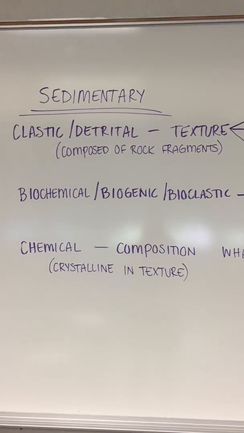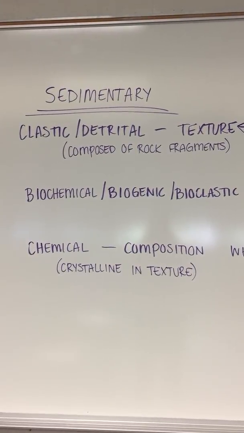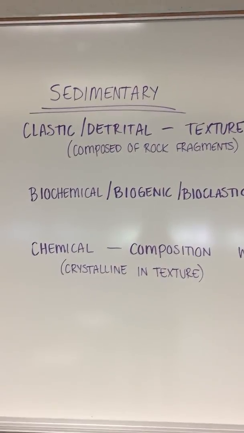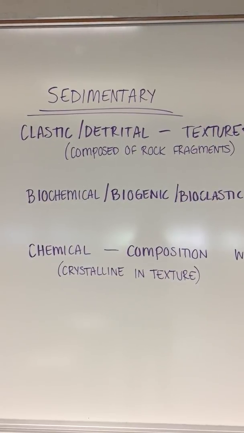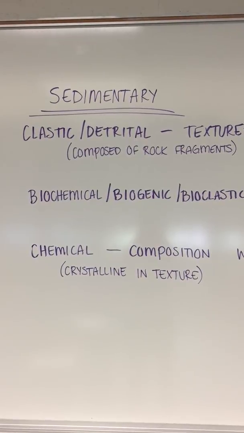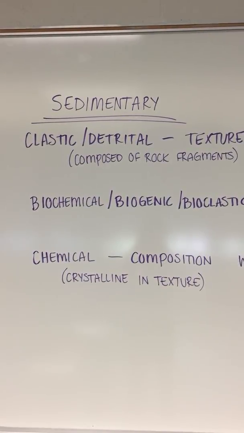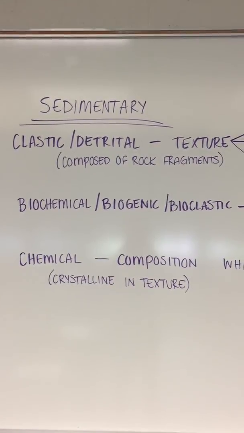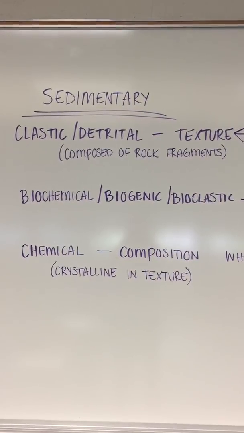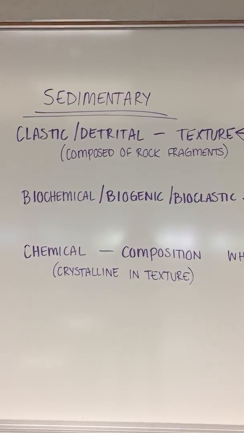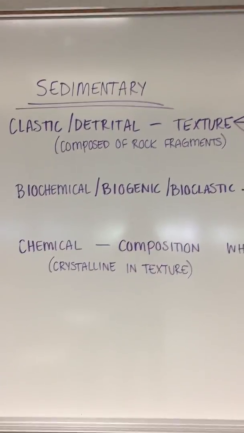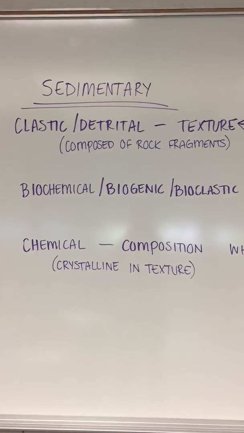All right, just a short video on sedimentary rocks, since that's one of the lab assignments that you're covering this week. There's three types of sedimentary rocks. So we have clastic, which is also referred to as detrital. We have biochemical, which can also be referred to as biogenic or bioclastic. And then we have chemical.